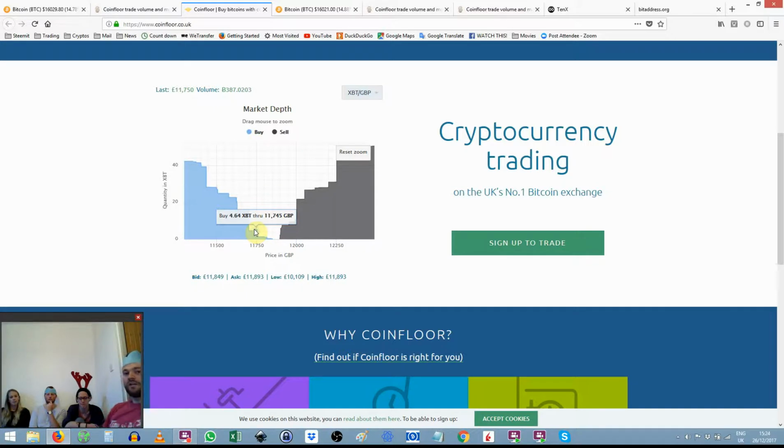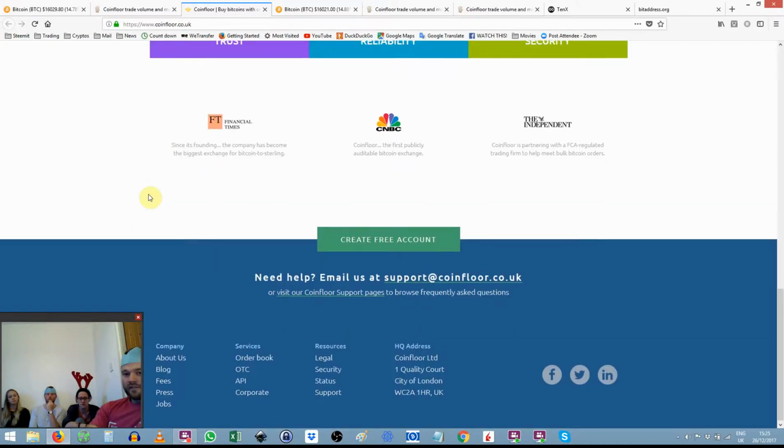So that's 12. So this wall here is 12 Bitcoins. Someone wants to buy 12 Bitcoins underneath the price. And the reason it's moving is because the market's live. So it's moving like this. That's kind of what the exchange looks like.